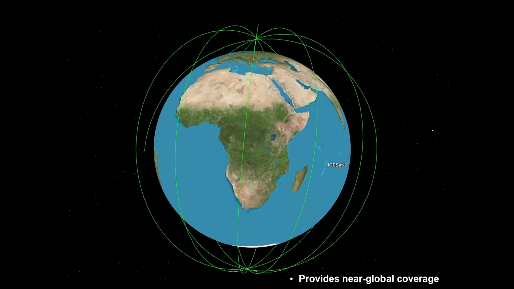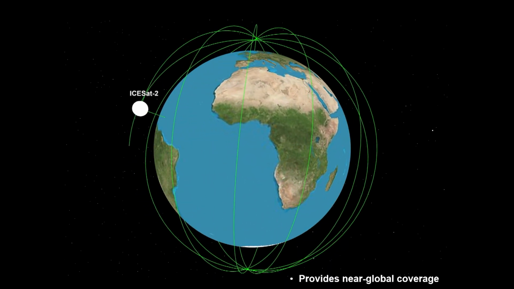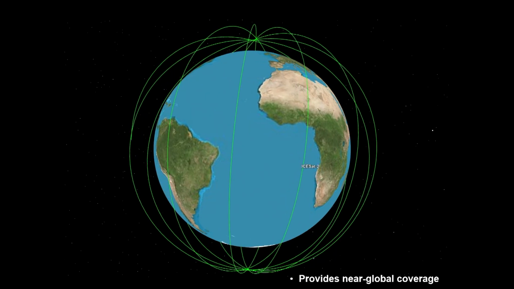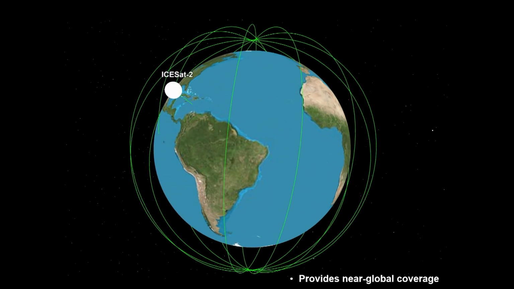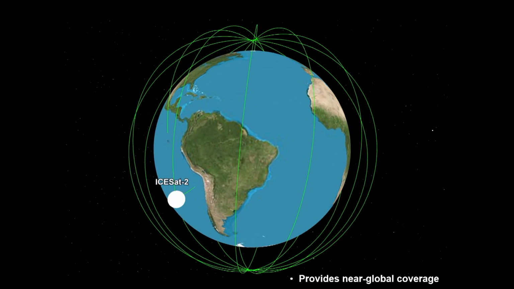So this is an animation for about 1 or 2 days. By the way, I just developed a new R package for ISAT-2, and this animation can be done with the R package. I just did it a couple days ago, before coming here. So this is just 1 or 2 days of data collection. As you can see, it's almost like a global coverage.